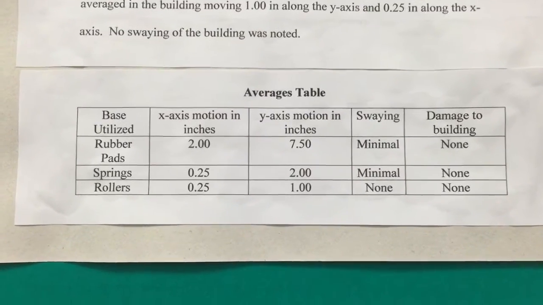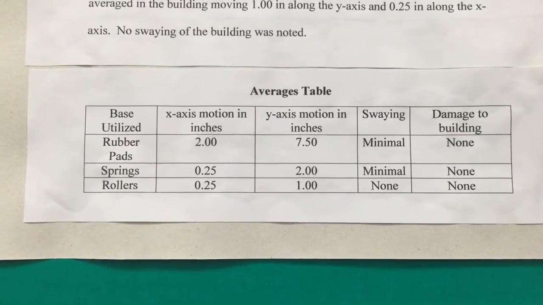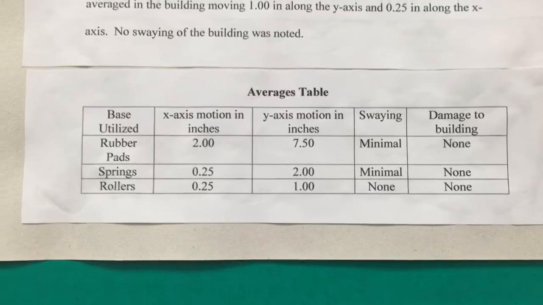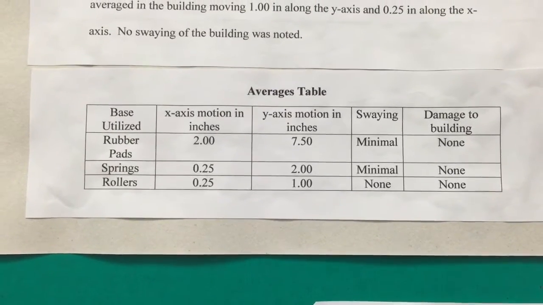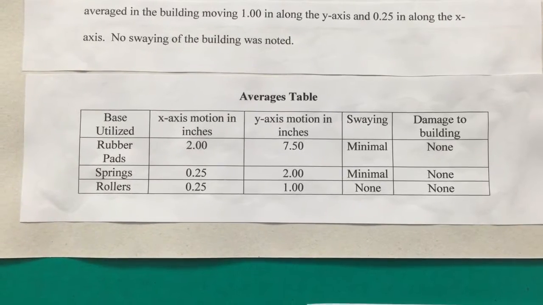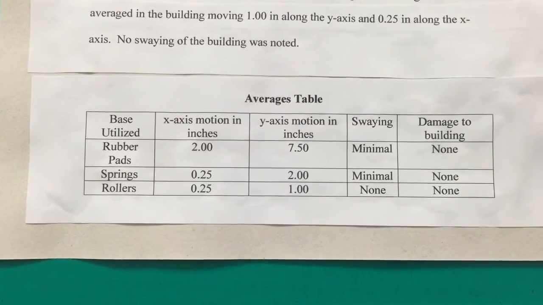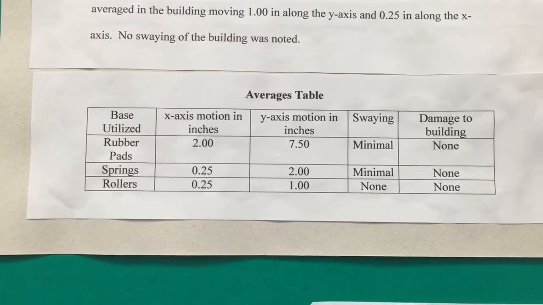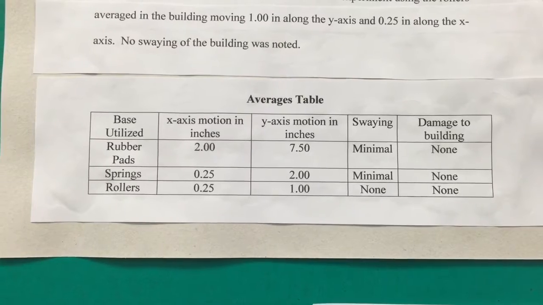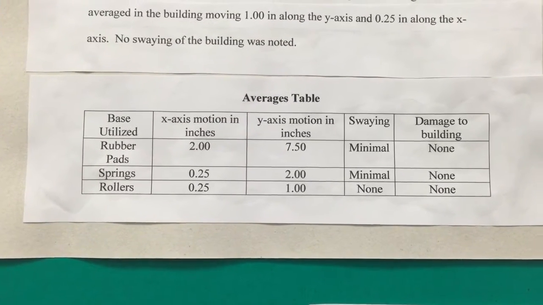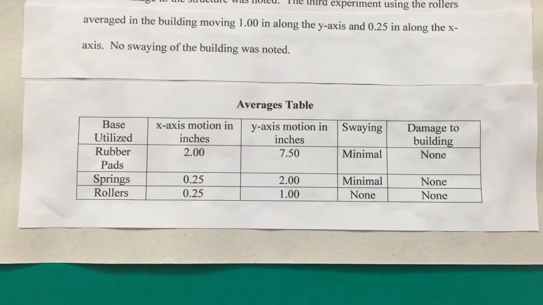Alright, now for my data, you can see the averages table. This is the main table that I used for my results and my conclusion. As you can see, movement along the X and Y axis in comparison with the rubber pads, springs, and rollers. You can see that the rollers had significantly less movement than the rubber pads and a little bit less movement than the springs. You can also see that since these are forms of base isolation, absolutely no damage was done to the building through all three experiments.